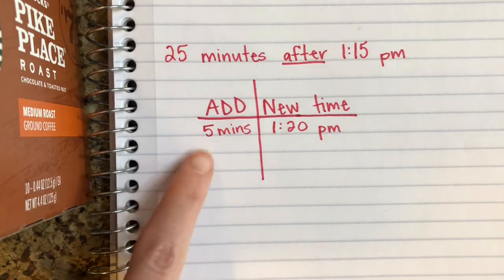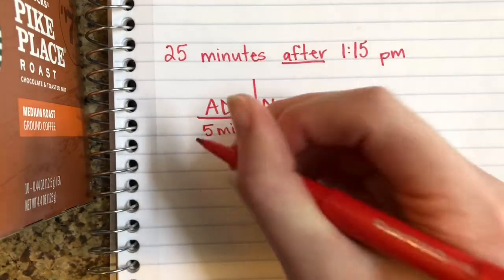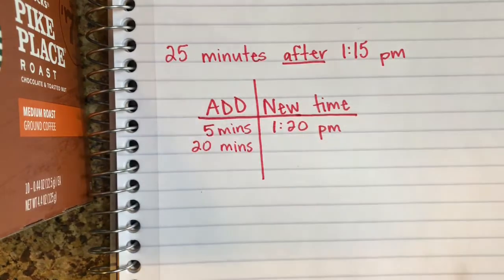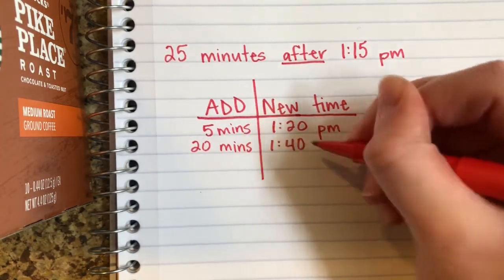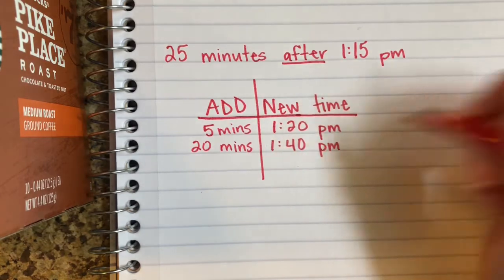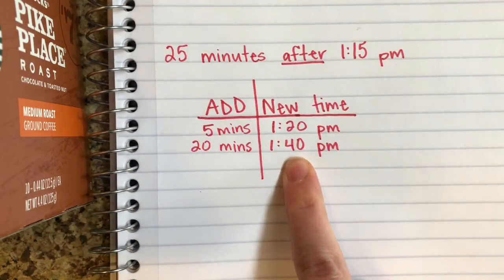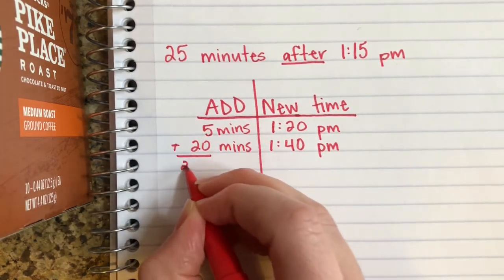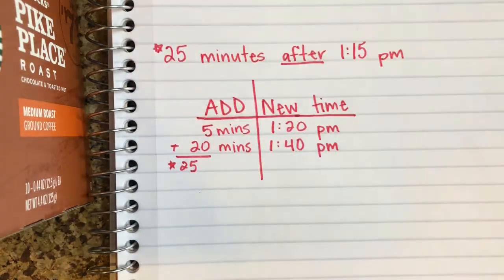Now we've only added 5 out of our 25 minutes. We can add a whole 20 minutes now. We are at 1:20 p.m. We add another 20 minutes. 20 plus 20 is 40. So we'll be at 1:40 p.m. 25 minutes after 1:15 is 1:40 p.m. We know this is right because if we add these numbers back up, we have 25, we have 25, they match.